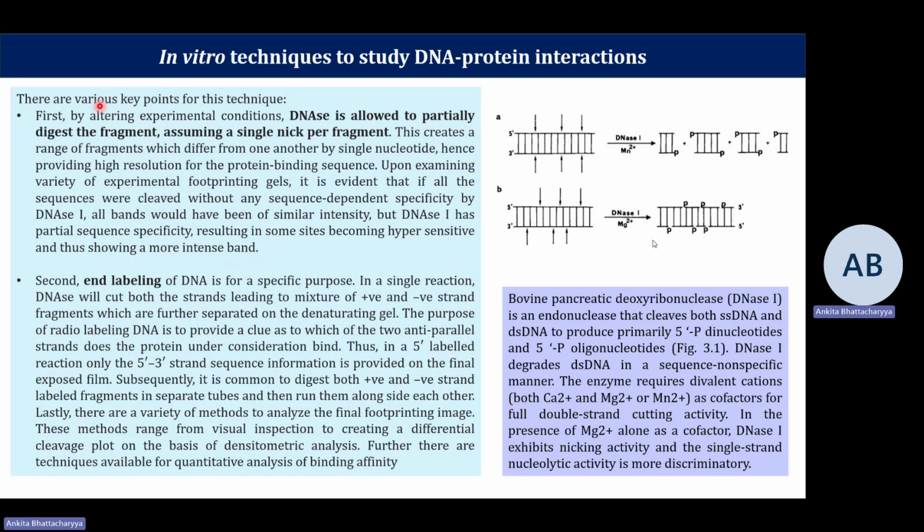So the purpose of this is to provide a clue as to which of the two antiparallel strands the protein under consideration binds. So basically, if you label the 5' end of your DNA of interest, then you would be able to figure out which end it is actually binding. If it was binding to the other end, then you would find the motif to be present on the antisense strand and not only the sense strand, and that can actually help you in segregating both of these conclusions with relatively decent confidence. So it is common to digest both the positive and the negative strands in separate tubes and then run them alongside each other.